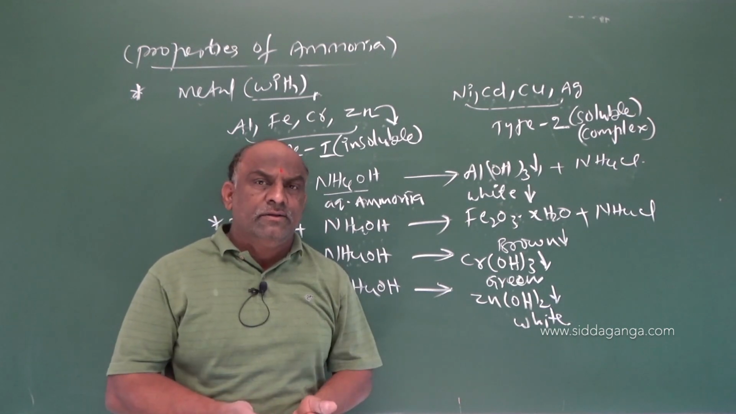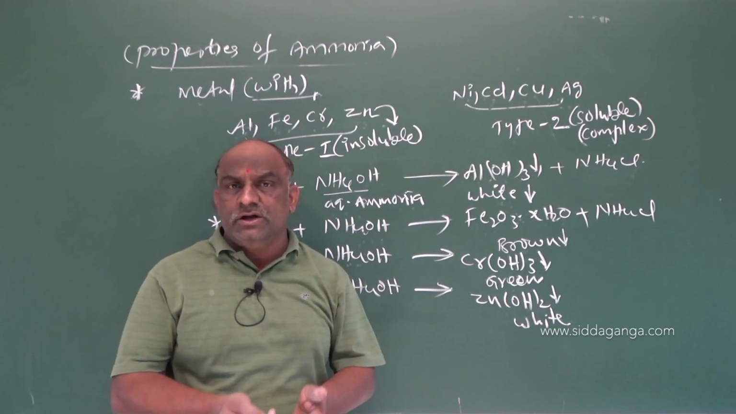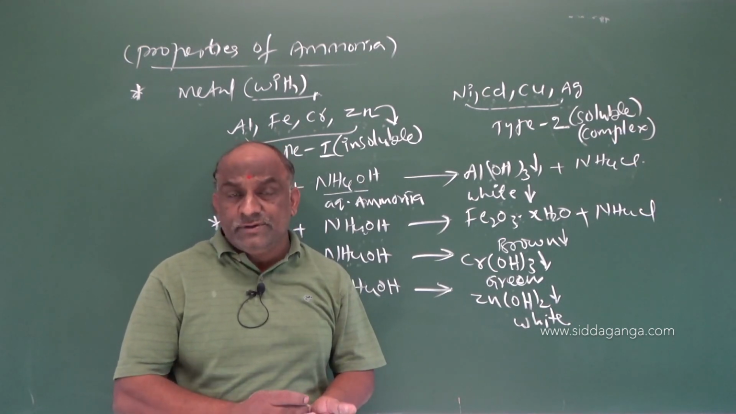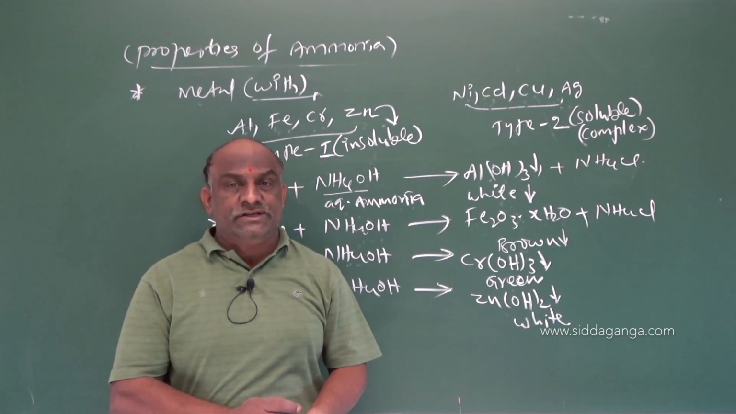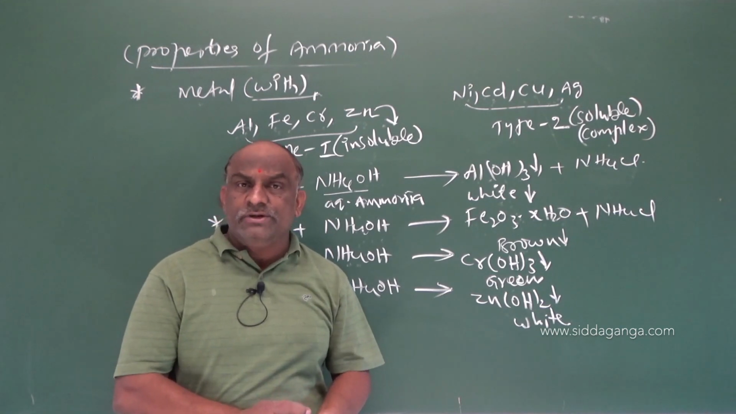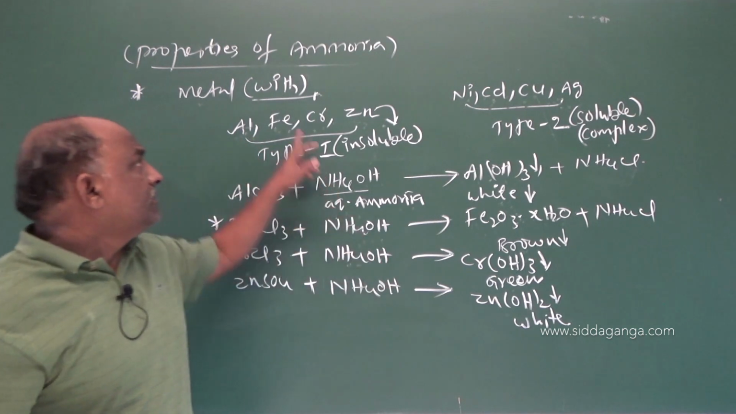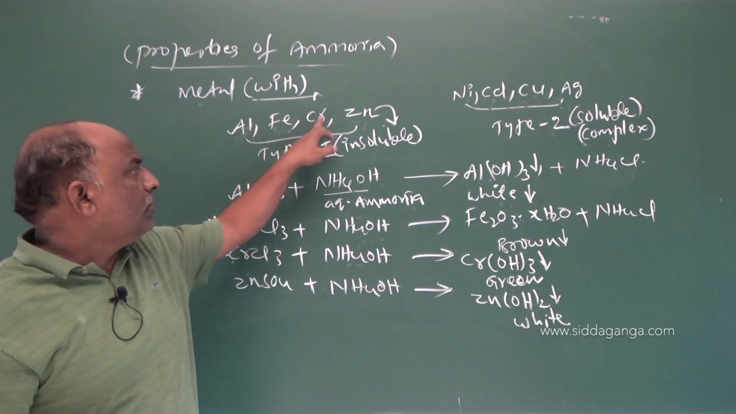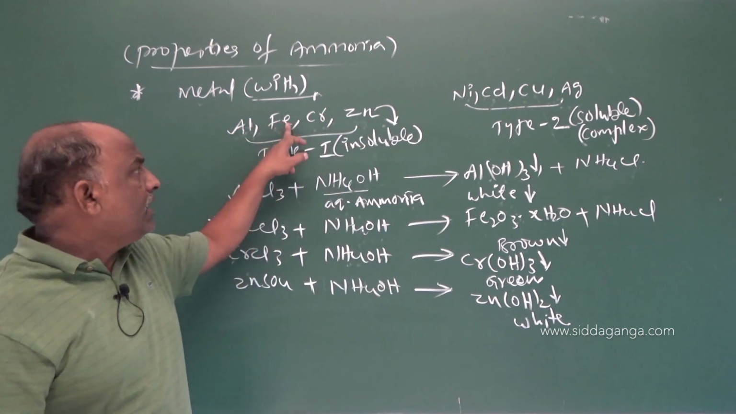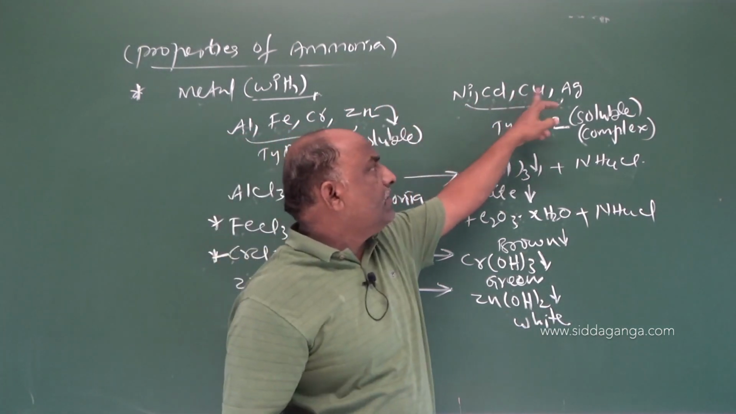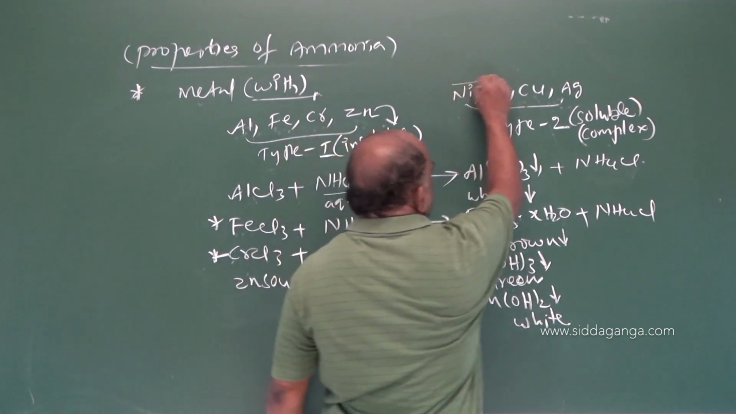Which metals are soluble and dissolved, and which metals do not dissolve but form precipitation? Aluminum, iron, chromium, zinc form precipitation. Nickel, cadmium, copper, silver. You have to remember, this is very very important.